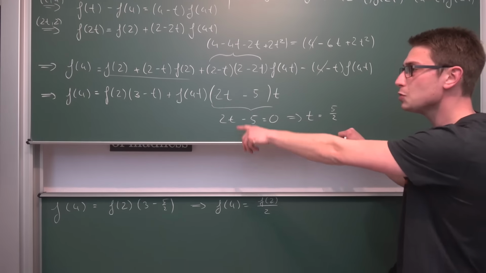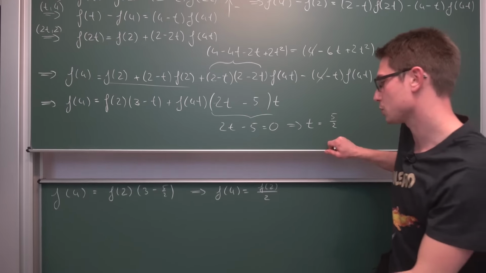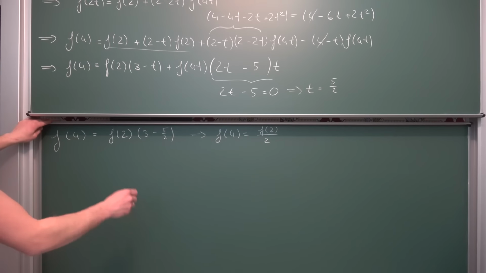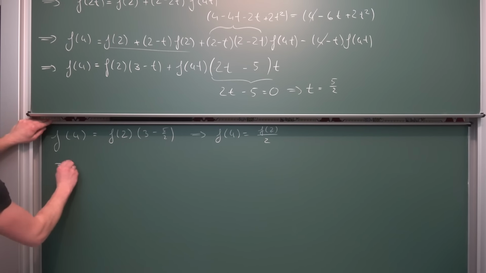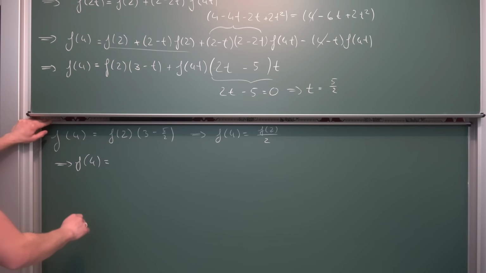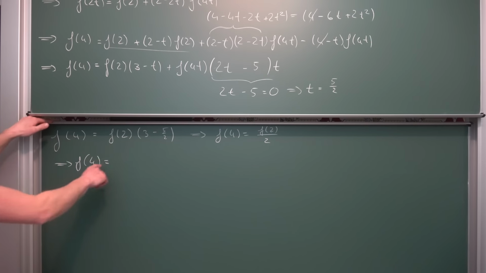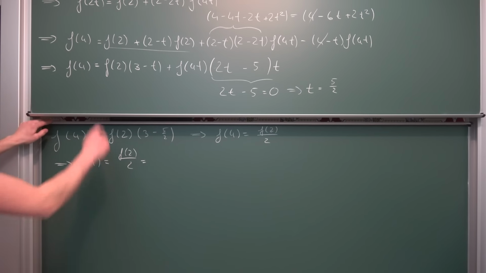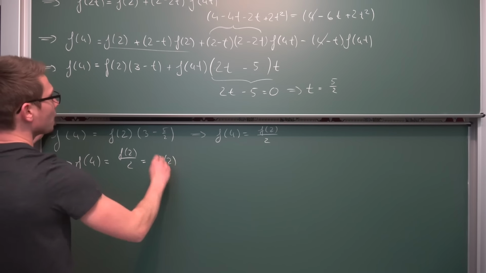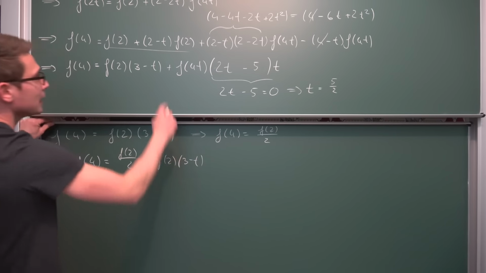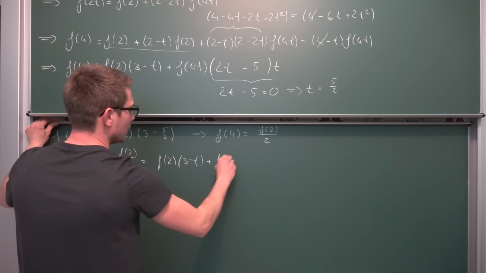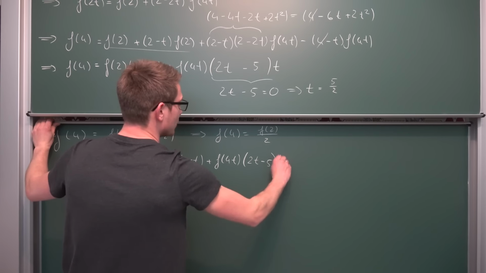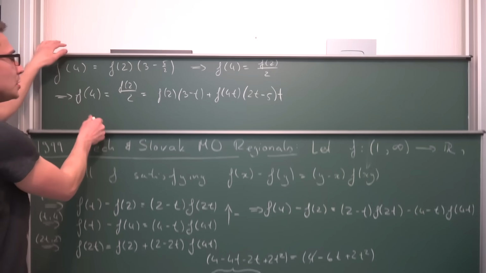So why not plug the new value for f of 4 into here, and then we are going to see what we are going to get. So let me put this chalkboard here, and then I can start writing once again, just for comparing. Meaning f of 4 is equal to, so we know that f of 4 is equal to f of 2 over 2, and this is equal to, okay, so we get f of 2 times 3 minus t, and then we are going to get plus f of 4t times 2t minus 5 times t. This right here is our new equation.